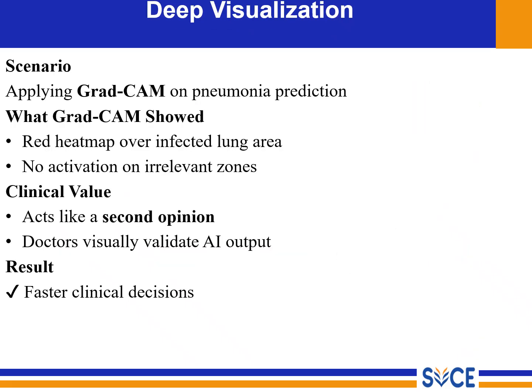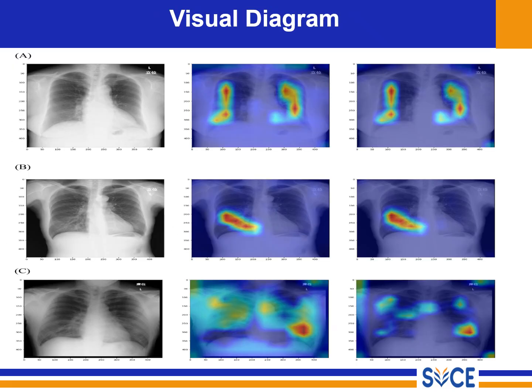Now comes one of the most powerful ones, Grad-CAM. It produces the heat map. Red areas are important regions. Blue areas are ignored regions. In our case, the red highlight appears on infected lung areas. Wait, I'll show you the picture. Red highlight appears on the infected lung area. So this acts like a second opinion for doctors. The benefits of visual validation: faster decisions.